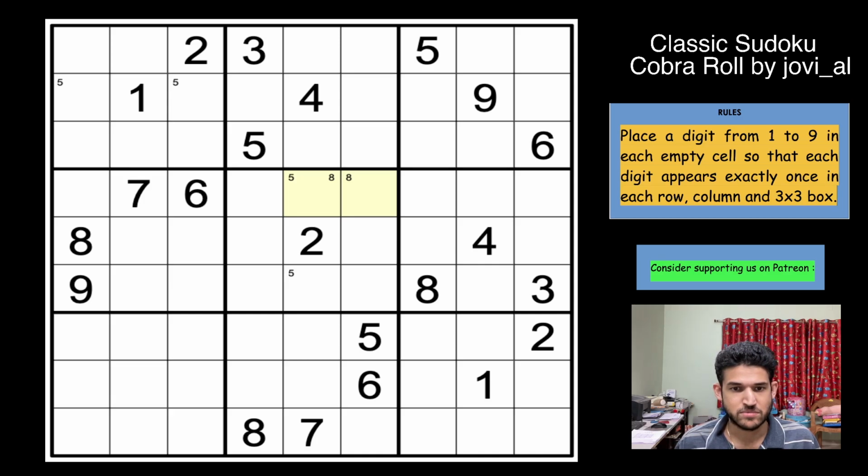Then what do we have? 2 is in row 7 and column 5, so 2 goes here. And 2 in box 4 has to be in one of these two cells.